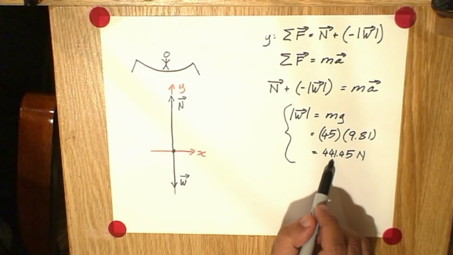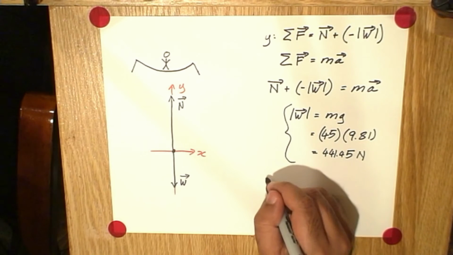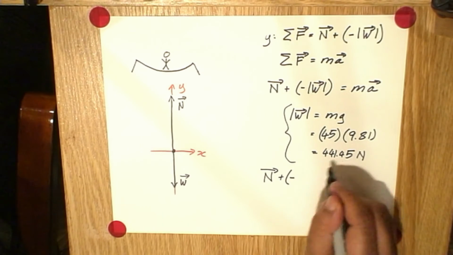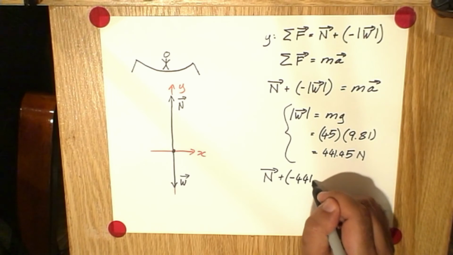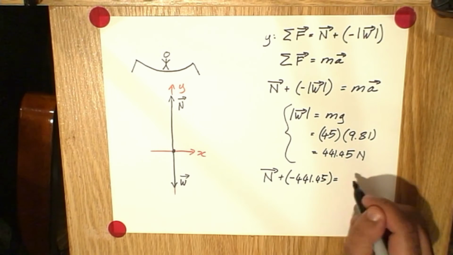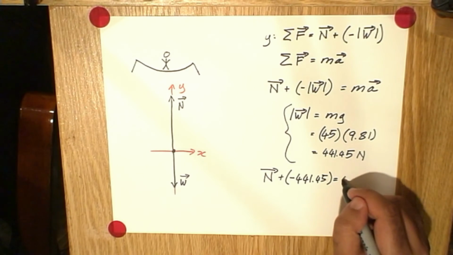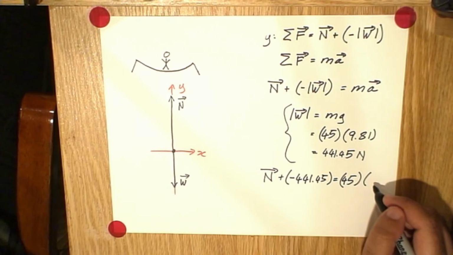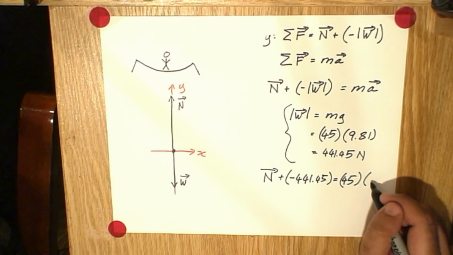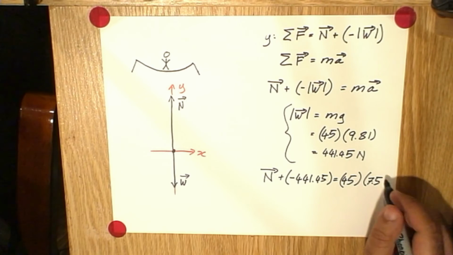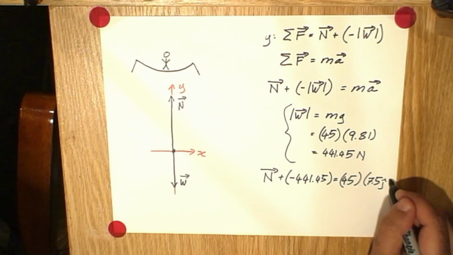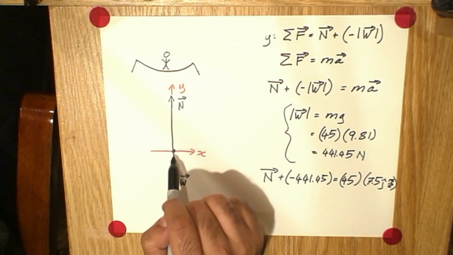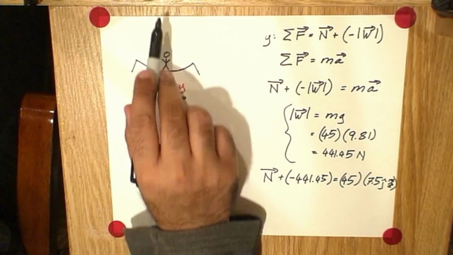So now let's plug this weight force in for the weight over here. The normal force plus negative 441.45 is equal to the mass we were given as 45, and the acceleration we were told was 7.5 j hat meters per second squared. So j hat obviously because the normal force is going to propel them upwards in the y direction.